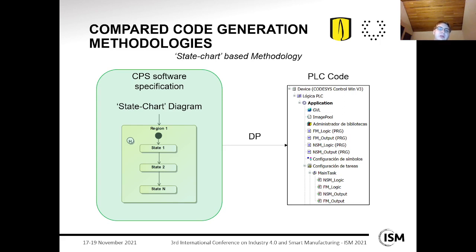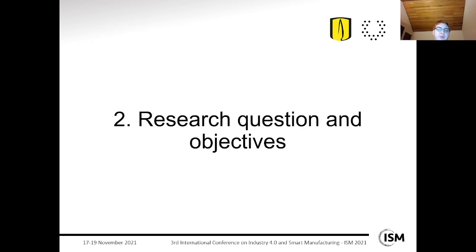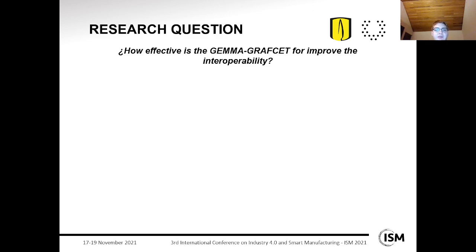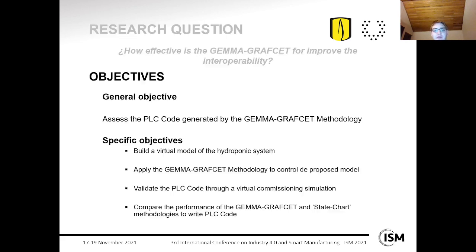With these two methodologies and the point of reference defined, we can propose a research question. That is, how effective is the GEMMA-GRAFCET for improving the interoperability? And to try to answer this question, we propose the following objective. As general objective is to assess the PLC code generated by the GEMMA-GRAFCET methodology.